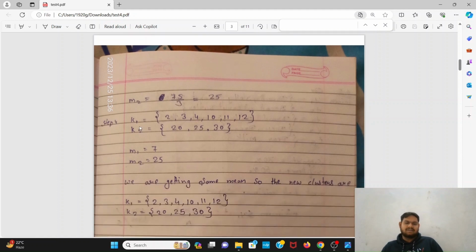Step 4. Cluster K1 equals 2, 3, 4, 10, 11, 12. Cluster K2 equals 20, 25, 30. Mean M1 equals 7 and mean M2 equals 25. We are getting the same means, so the final clusters are: cluster K1 equals 2, 3, 4, 10, 11, 12, and cluster K2 equals 20, 25, 30. Now let's move on to the next question.